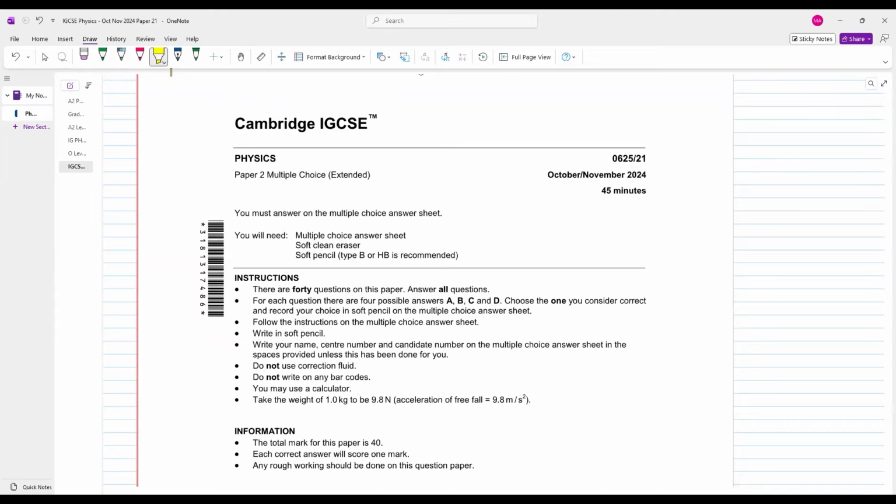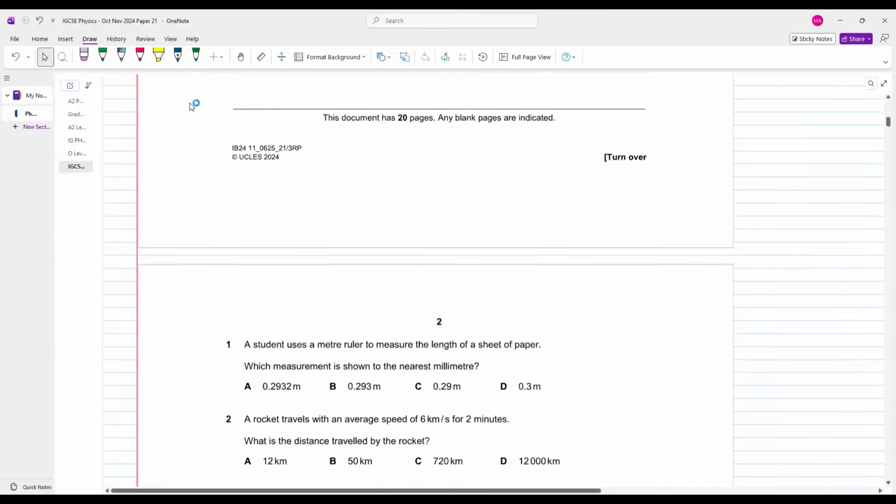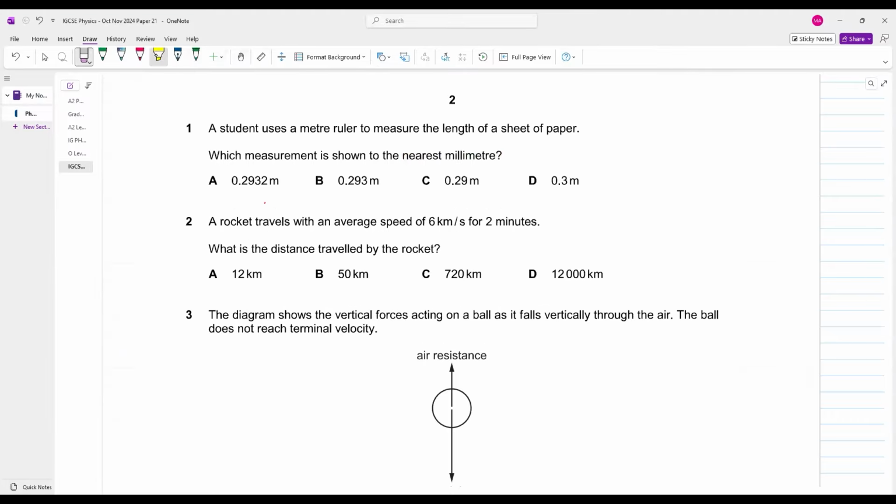Okay, students, so let's get started with IGCSE Physics, October November 2024, Paper 2, Variant 1. Okay, so let's read out the first question. A student uses a meter rule to measure the length of a sheet of paper. Which measurement is shown to the nearest millimeter?